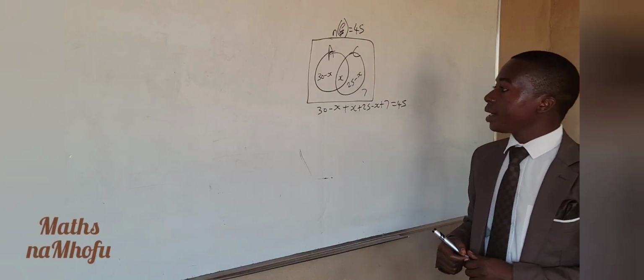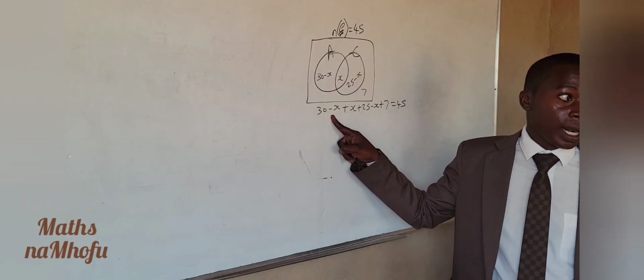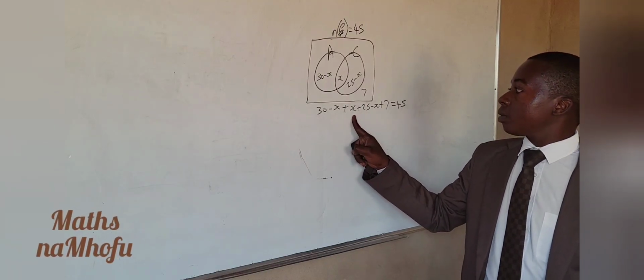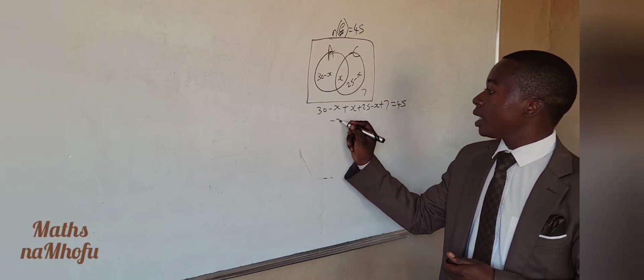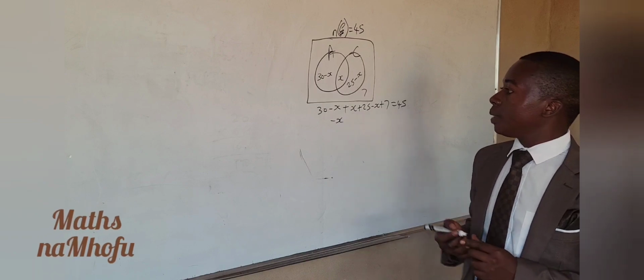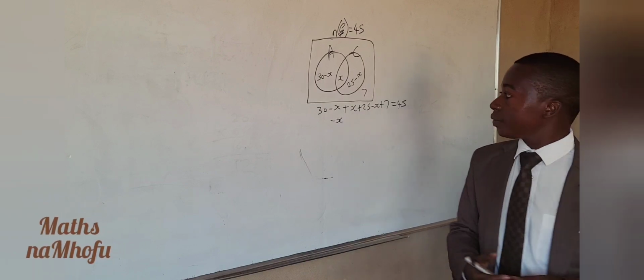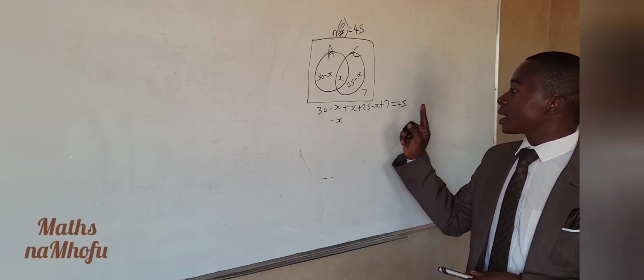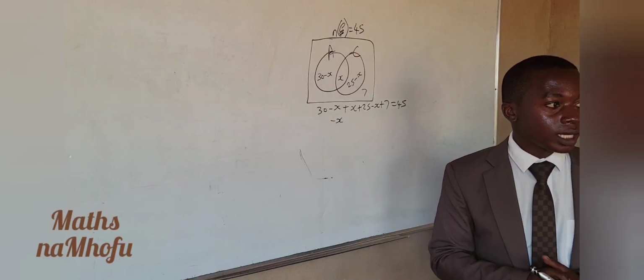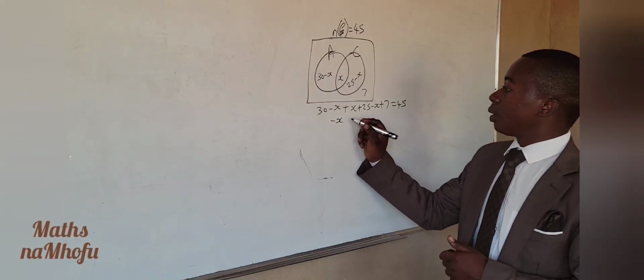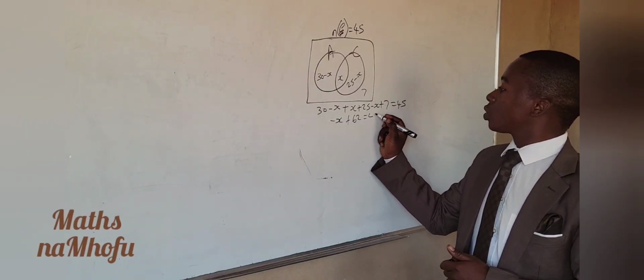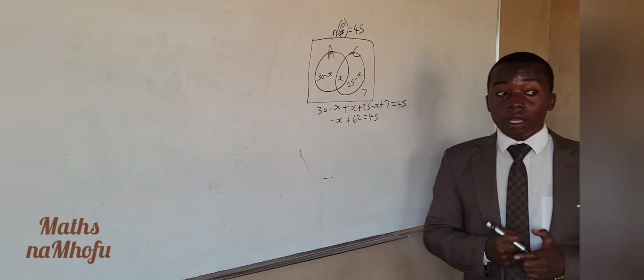So let's simplify now. Let's start with the algebra, right? Minus x plus x is 0. Minus x, that's minus x. 30 plus 25, 55, right? 55 plus 7, that is 62. So 62 minus x equals 45.